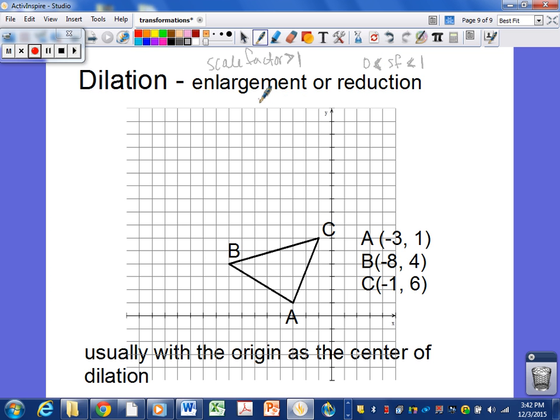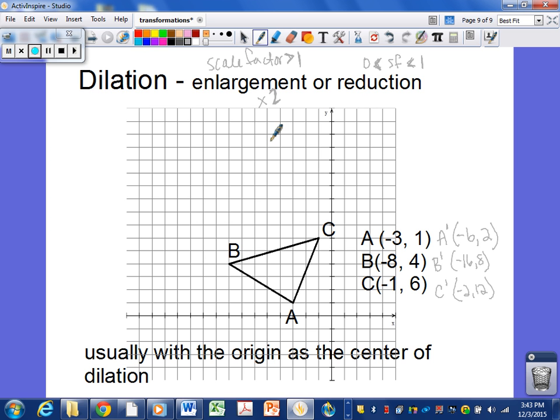Okay, so let's do an enlargement by a scale factor of 2 for this problem here, which means everything gets multiplied by 2. Everything is twice as far away. So if our A is at (-3, 1), under a scale factor of 2 it would be (-6, 2). Under a 2 times enlargement, B prime will end up at (-16, 8), and C prime will end up at (-2, 12). Everything gets doubled when you're doing a dilation.